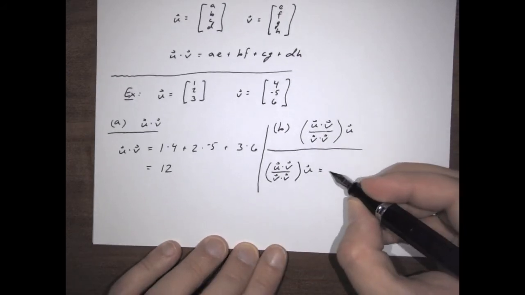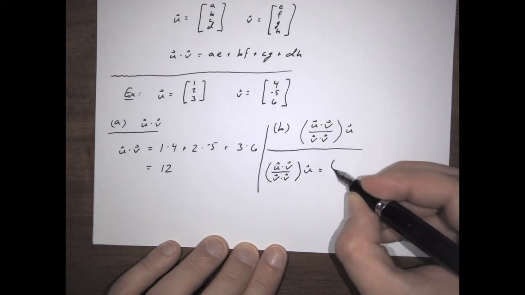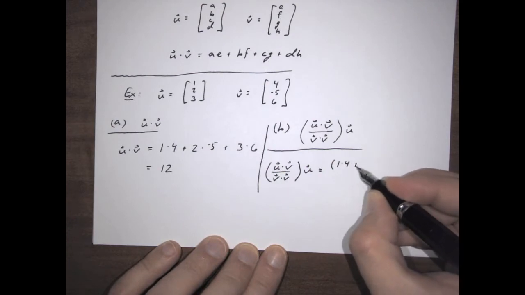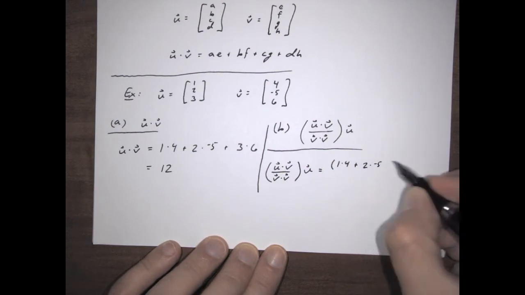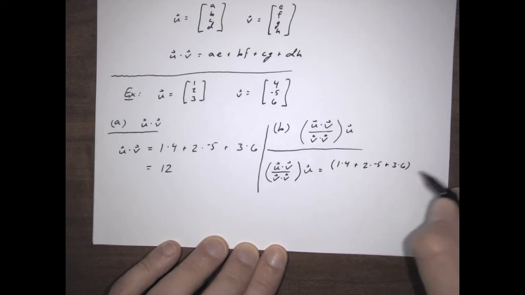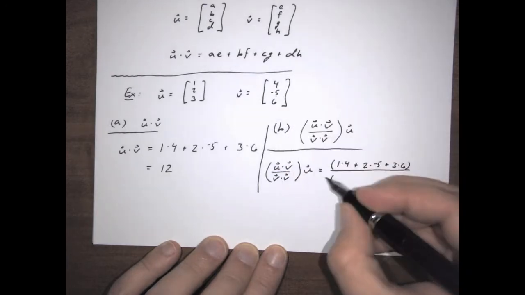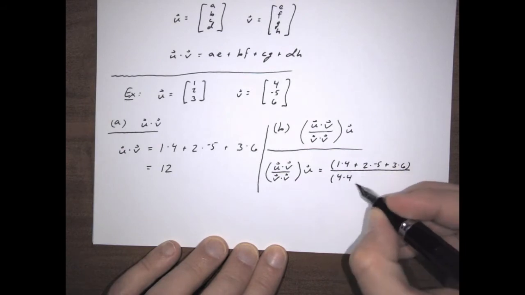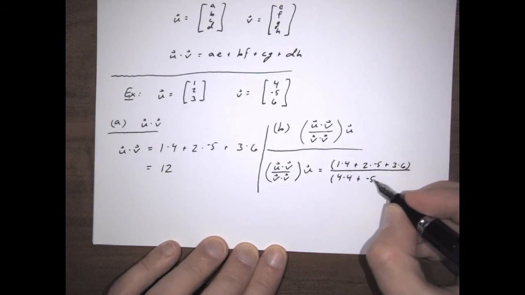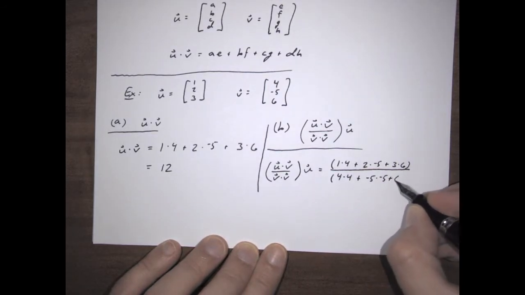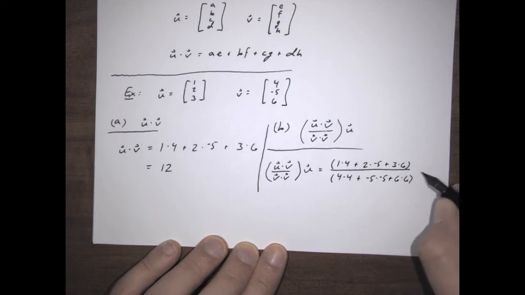So then what we've got here is in the top, well, we already actually did this calculation. It's 1 times 4 plus 2 times -5 plus 3 times 6. Downstairs, what we have is 4 times 4 plus -5 times -5 plus 6 times 6, and that's all times u, which I'll just continue writing as a u.